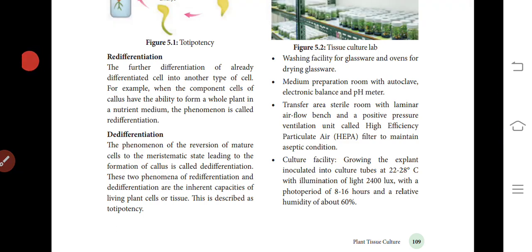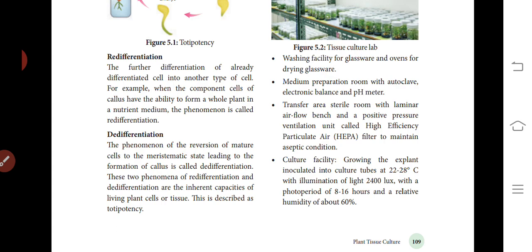Next is medium preparation. For medium preparation you need an autoclave, electronic balance and pH meter. You have to weigh the components and prepare the medium. You have to choose which medium to prepare, then take the weight, then use the pH meter to set the pH followed for each medium. So you have to select the medium.